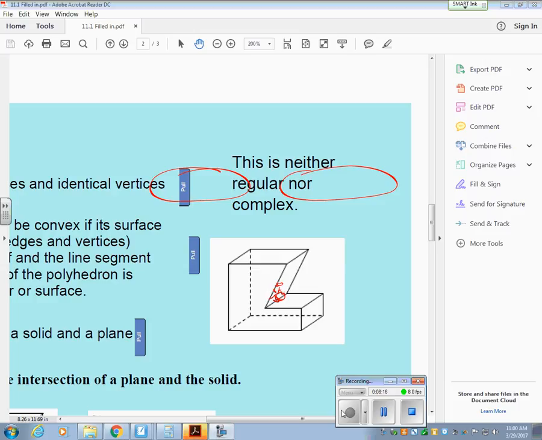So this is neither. Oh, it's not complex, it's convex. Oh, silly. So it's not regular or convex. How fun is that?